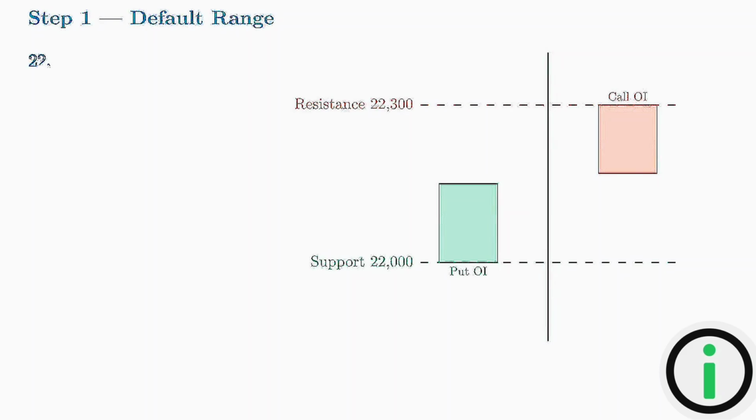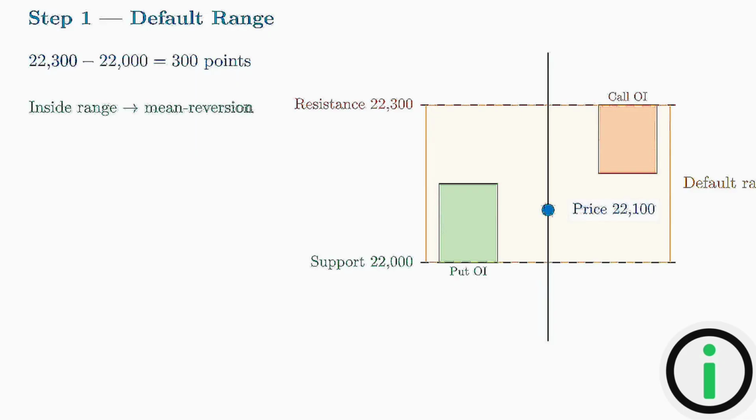Now use the two key strikes to define a default trading range. In our example, support is 22,000 and resistance is 22,300. So the range width is 22,300 minus 22,000, which equals 300 points. Current price at 22,100 is inside that range. Inside the range, mean reversion ideas may make more sense than chasing every small breakout.